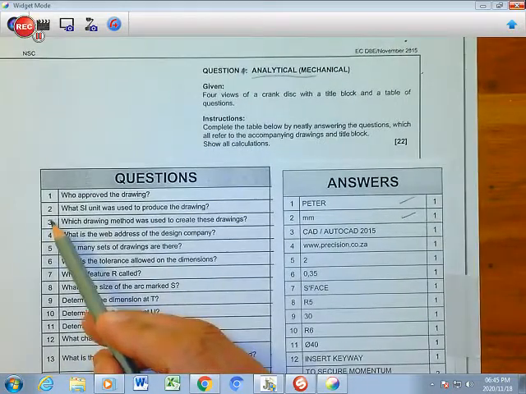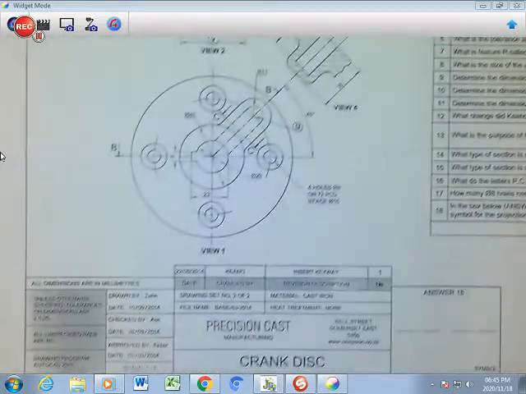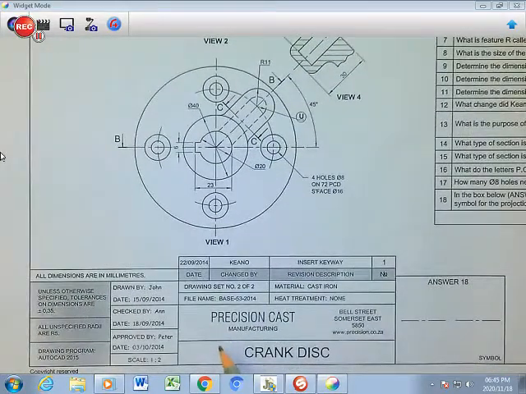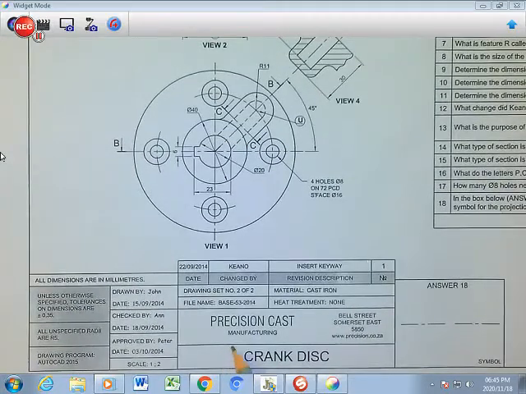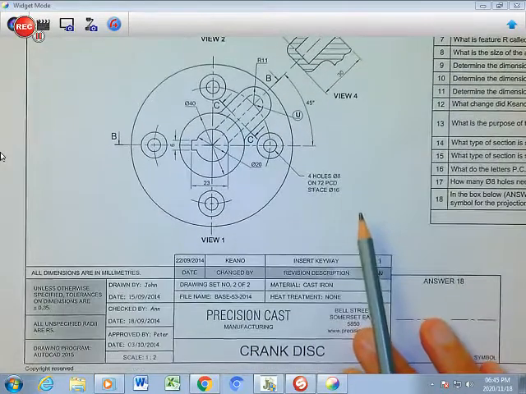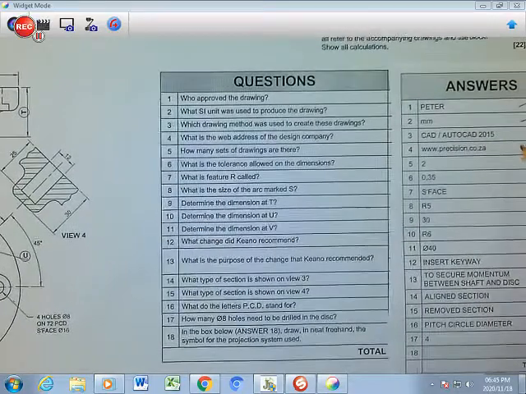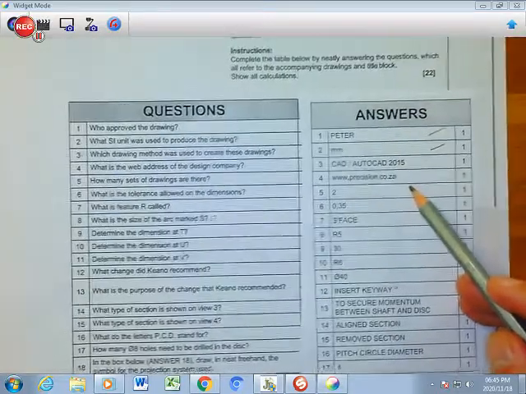Question number 3, which drawing method was used to create these drawings? You will find the answer here in the title block, and that's going to be the CAD drawing method which was used. Okay, there it is, right there at the bottom. That's a drawing program, AutoCAD 2015. Okay, and then we go to the next question.